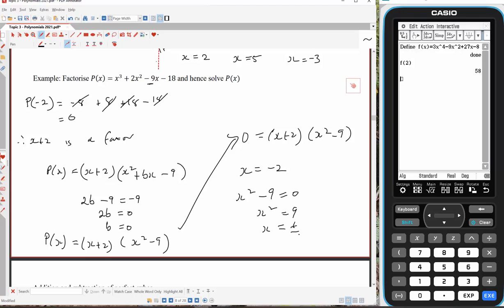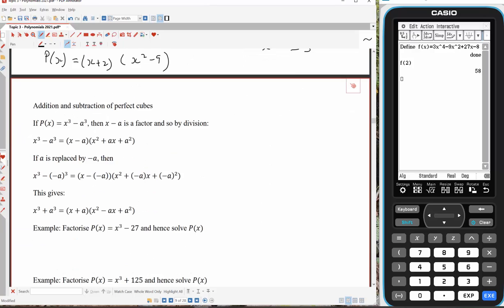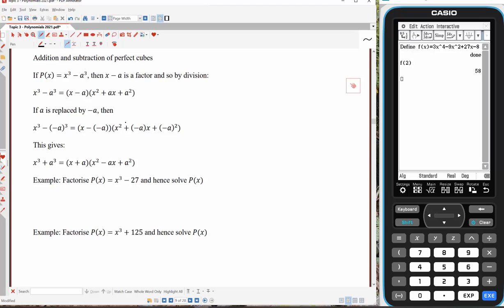X equals plus or minus 3 after rooting both sides. All right. Now, when you have to factorize addition and subtraction of perfect cubes, there is an identity that you can use to help you. Okay, so this is x cubed take away a cubed. What you do is you use this identity here. It tells you what to put in what spot.